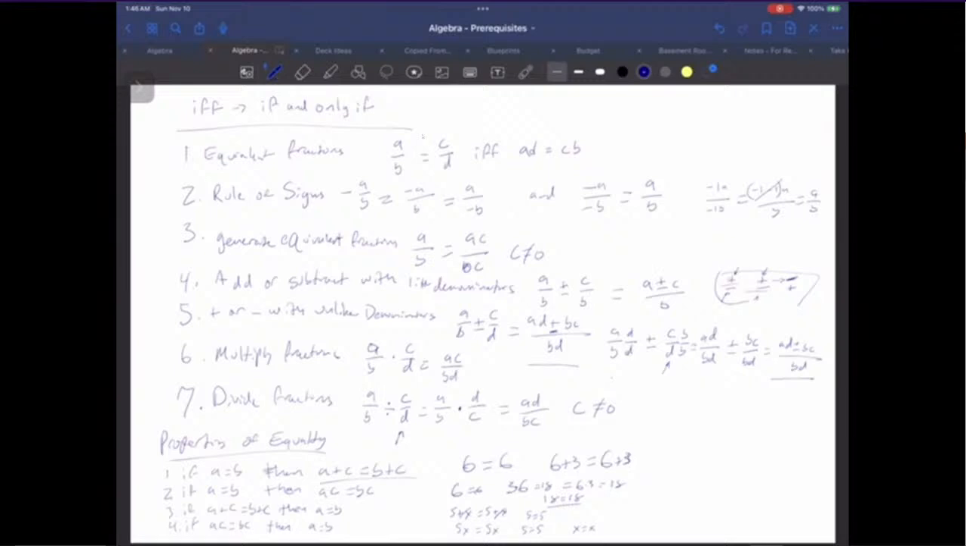But note here that we have A times C equals B times C. And while I've written 6, 6, here's a preview. If instead I have y plus 3 equals 6 plus 3, right?